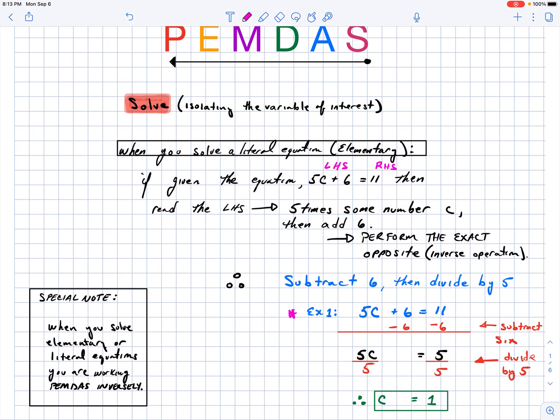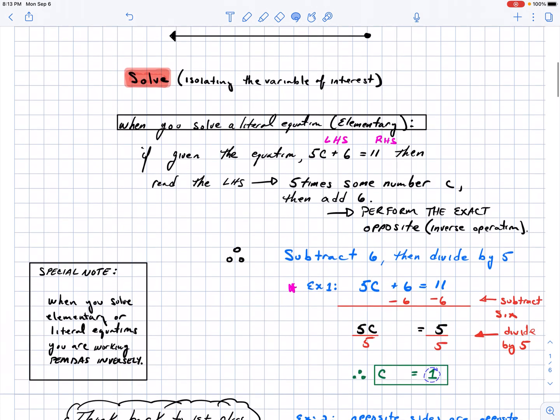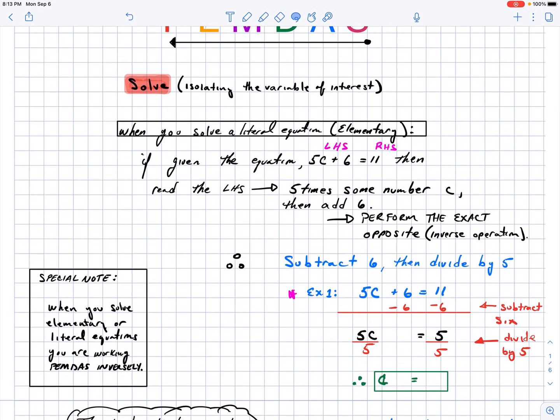And you can check this by just substituting that 1. If I take c, which is 1, so c is really 1, right? So that letter, that variable, is the same as this 1. So if I plug it in, 5 times 1 is 5, plus 6 is definitely 11. So you can always check and actually tell the instructor whether or not you're correct, which is something that the professor or the teacher would really like to hear.